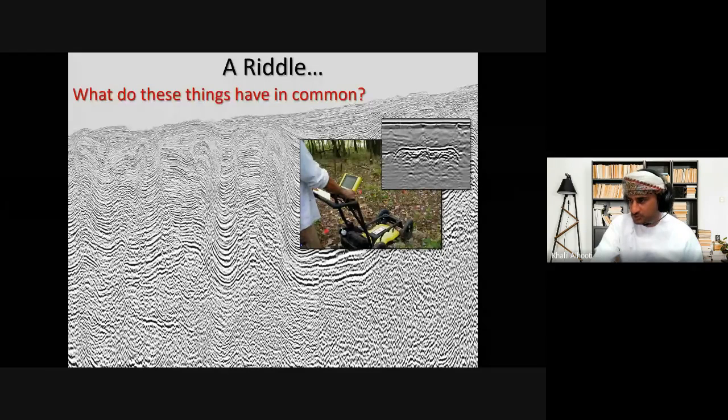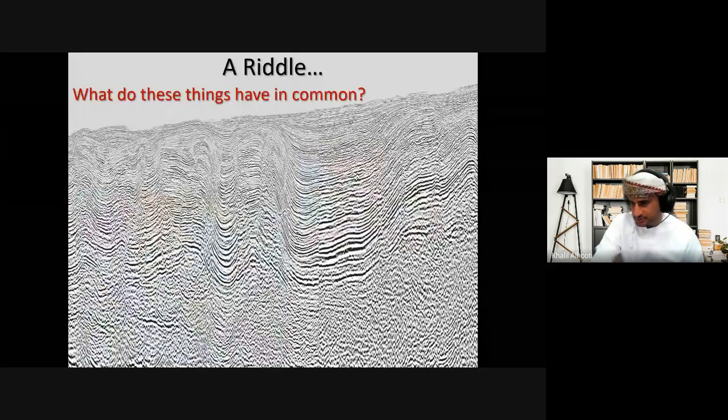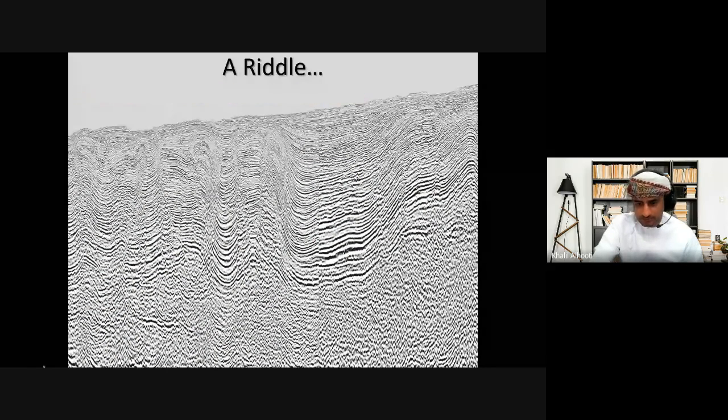I'm seeing some reflections, some stronger amplitudes and some low amplitudes. For example, here, this is a strong amplitude. Here, this is a strong amplitude. It means this rock has a higher density and a higher velocity. The reflection is strong. A great amount of the energy is reflected up because this geologic layer has a higher density and velocity.